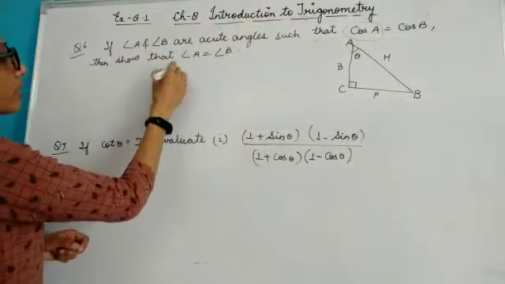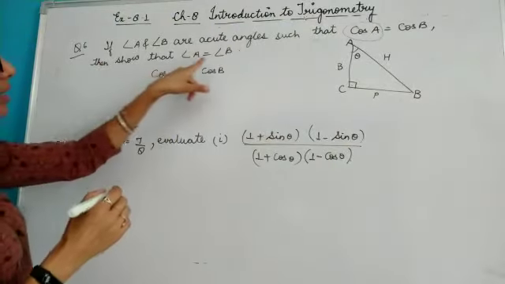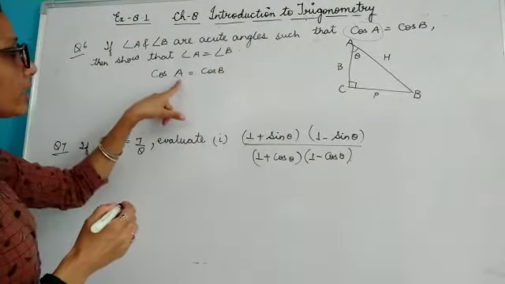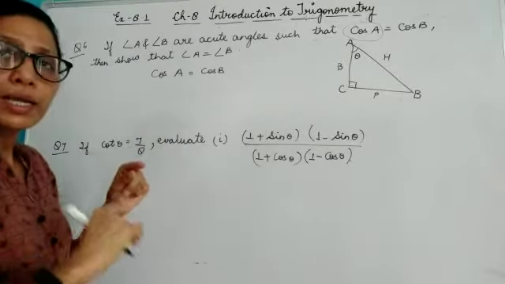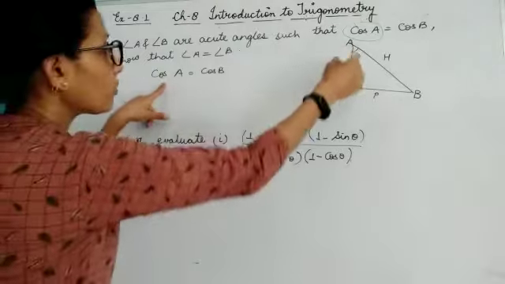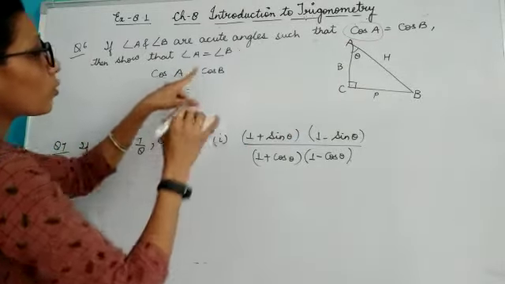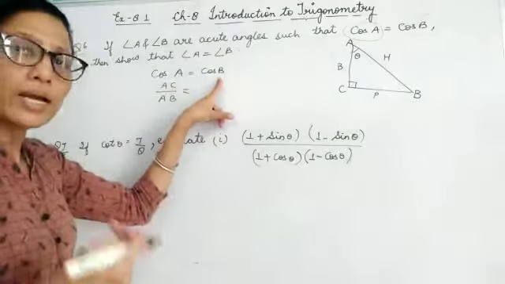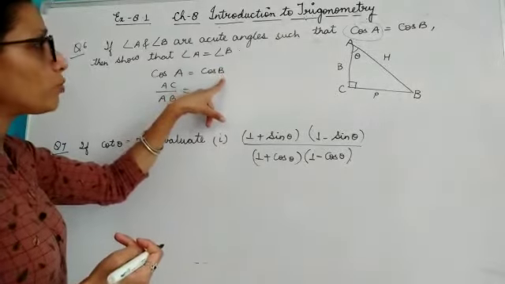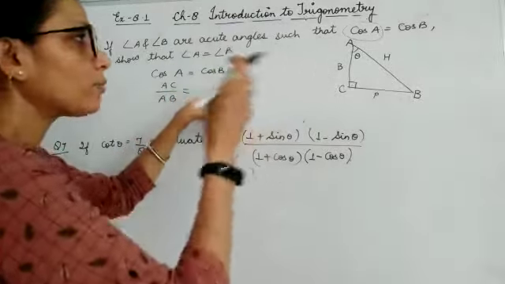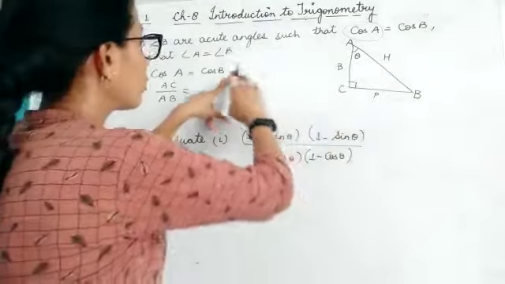So when it is given to you cos A equal to cos B, and you need to show that angle A equal to angle B. So when you are taking cos A, it means base by hypotenuse. So what is your base over here? It is AC. And what is your hypotenuse? It is AB. But cos B is again base by hypotenuse. But since my theta is changed from A to B, I will be marking the positions of perpendicular and base differently. So here it is cos B.